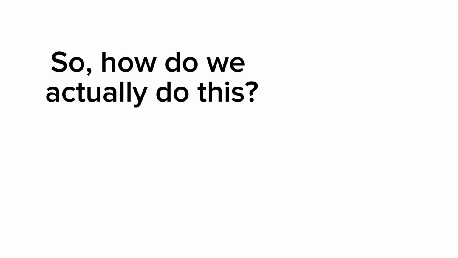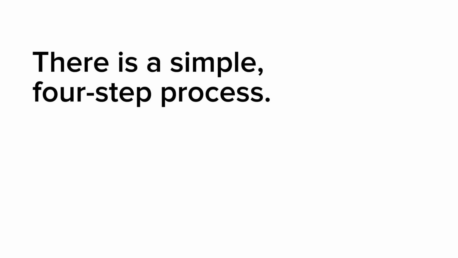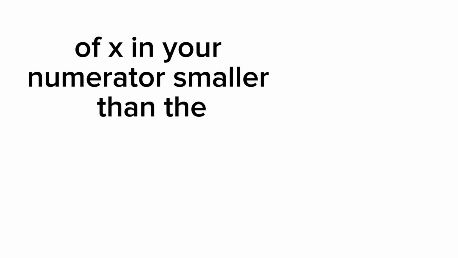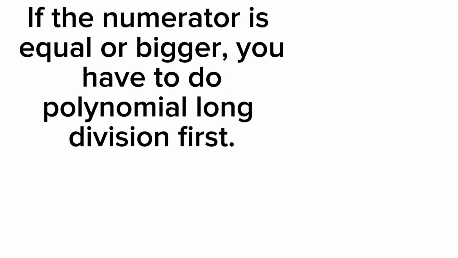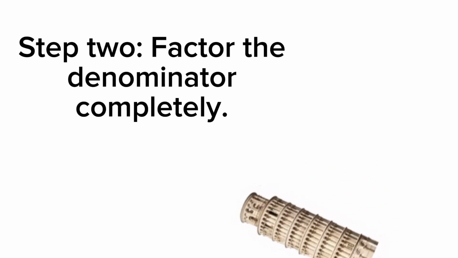So, how do we actually do this? There's a simple 4-step process. Step 1. Check your degrees. Is the highest power of x in your numerator smaller than the highest power in your denominator? If yes, great. If the numerator is equal or bigger, you have to do polynomial long division first. Don't skip this or everything else falls apart.